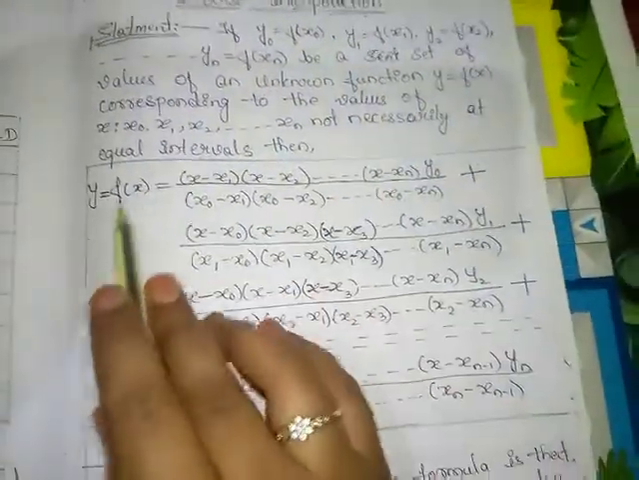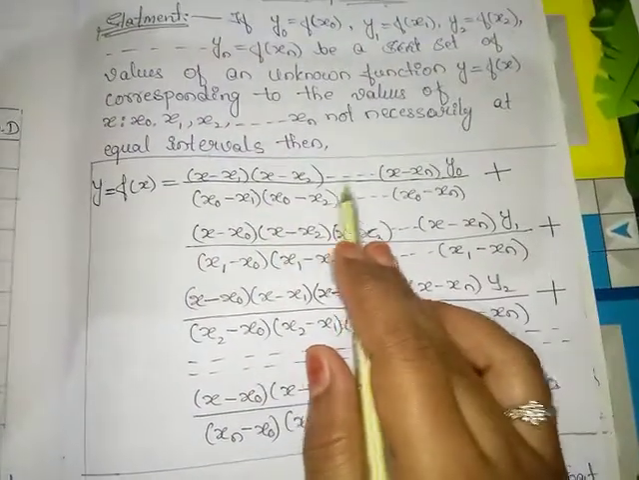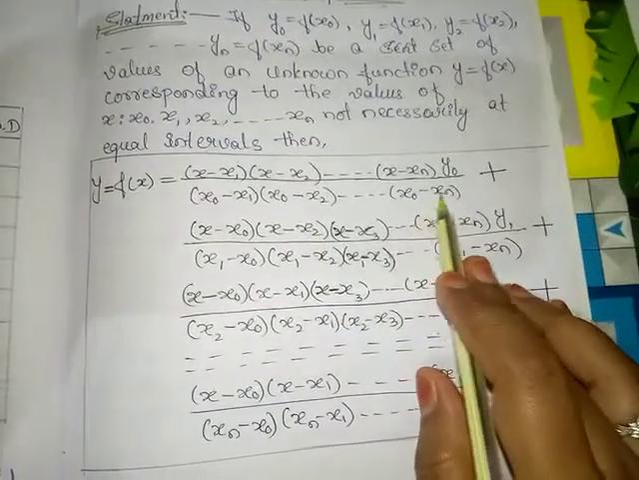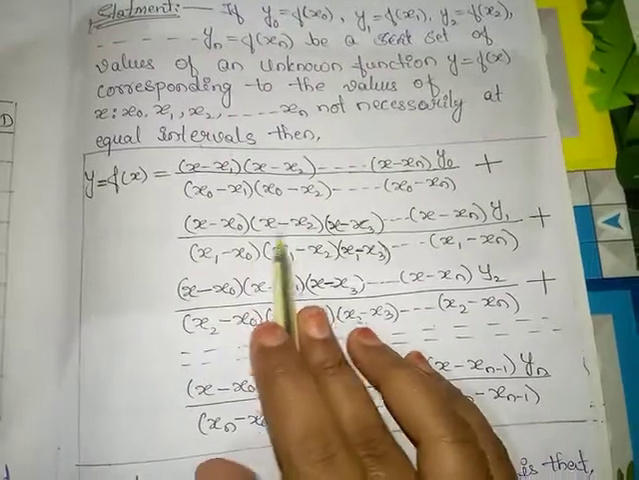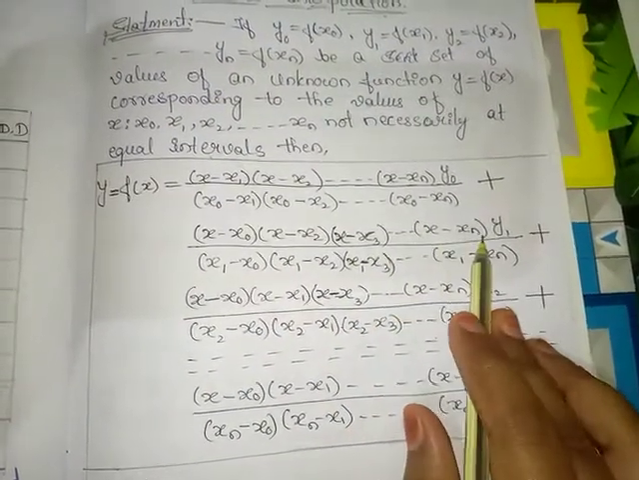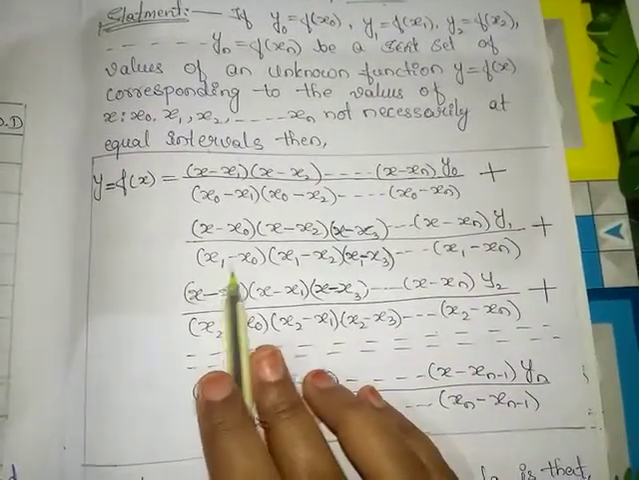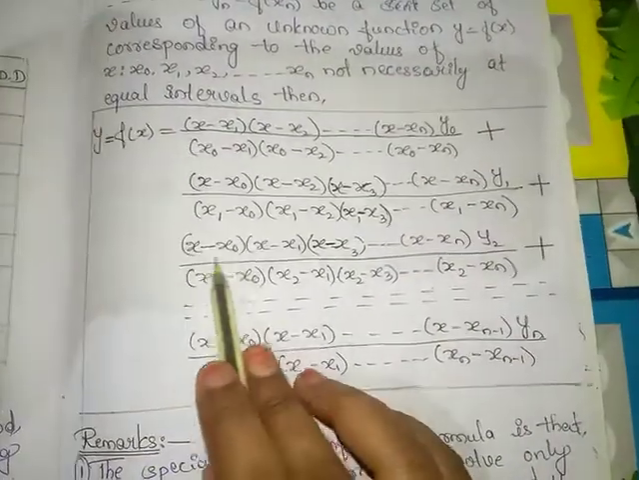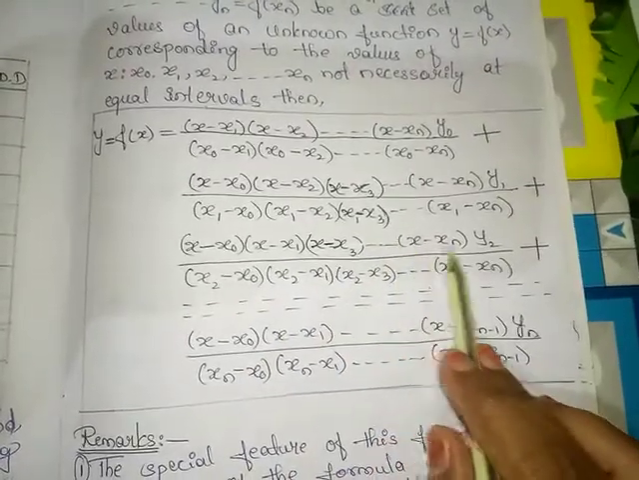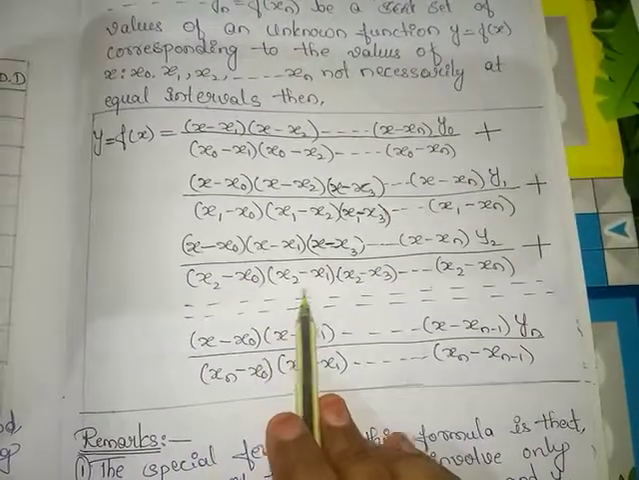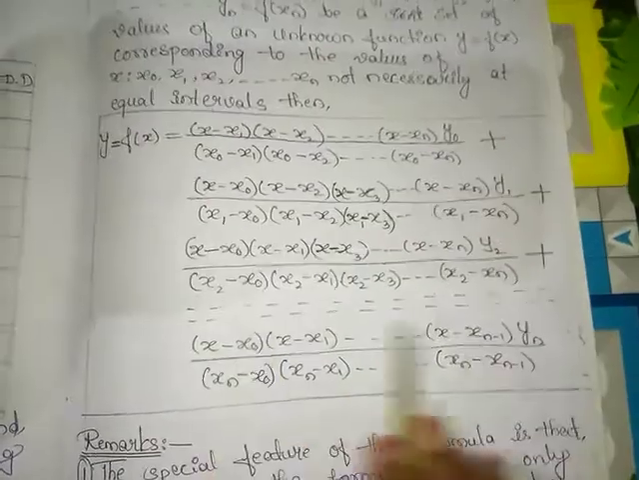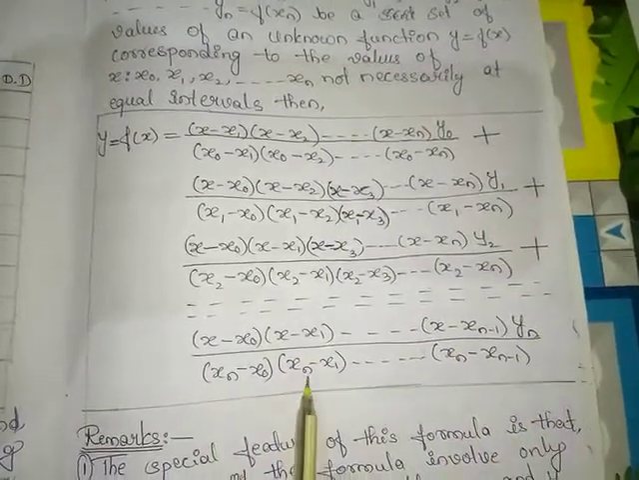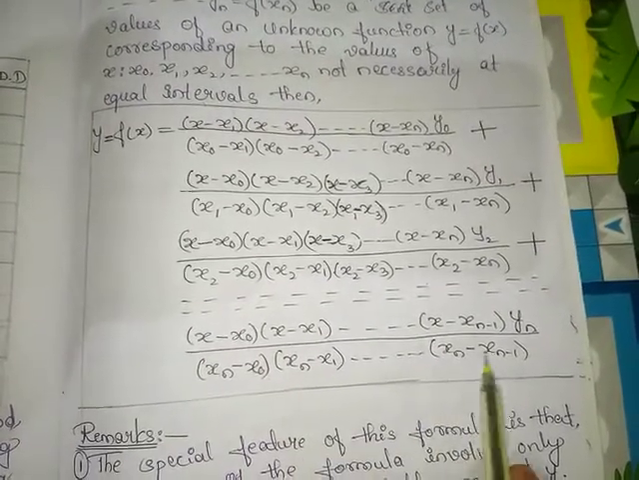Next, the formula is y is equal to f of x is equal to x minus x1, x minus x2, and so on to x minus xn into y0 whole divided by x0 minus x1, x0 minus x2, and so on to x0 minus xn, plus next term is x minus x0, x minus x2, x minus x3, and so on to x minus xn into y1 divided by x1 minus x0, x1 minus x2, x1 minus x3, and so on to x1 minus xn, plus x minus x0, x minus x1, x minus x3, and so on to x minus xn into y2 whole divided by x2 minus x0, x2 minus x1, x2 minus x3, and so on to x2 minus xn, and so on to the nth term is x minus x0, x minus x1, and so on to x minus xn minus 1 into yn divided by xn minus x0, xn minus x1, and so on to xn minus xn minus 1.